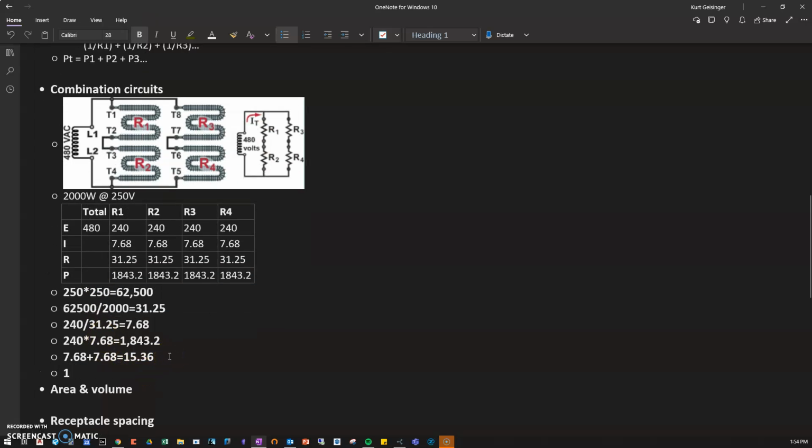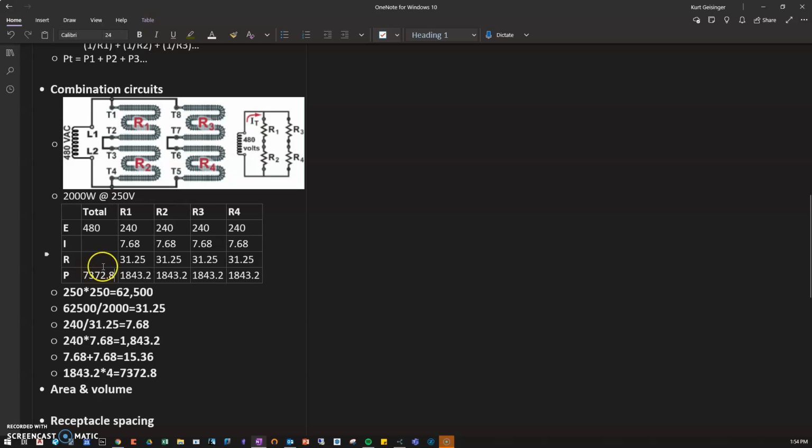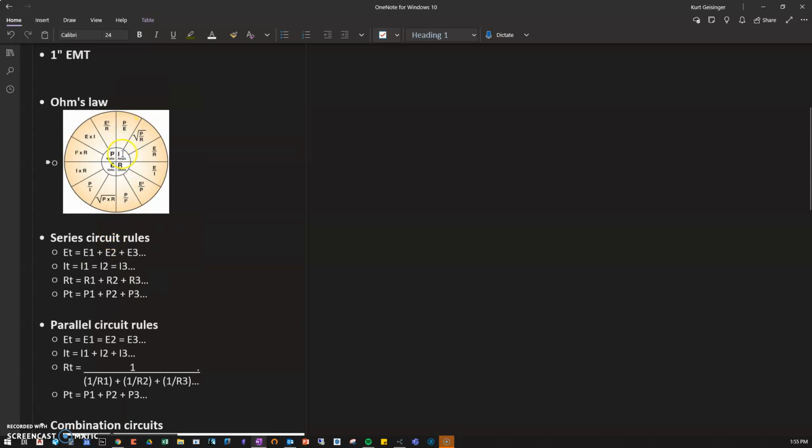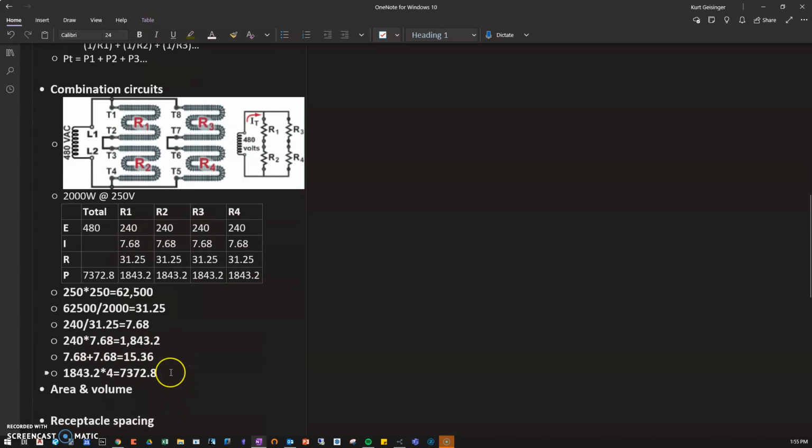So I'm going to say 1843. I'm going to make that multiplication just to save some typing here. So look at that. My total wattage is 7372.8. Now what I can do, either way it would have worked the same result. But now I can just use Ohm's law to find these other two values, right? So I'm looking for I. I have E and P. I can say P divided by E equals I. So I can now say P, which is 7372.8, divided by E, which is 480, gives me 15.36.